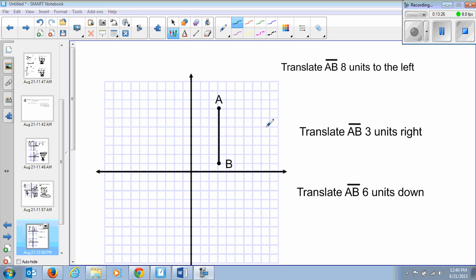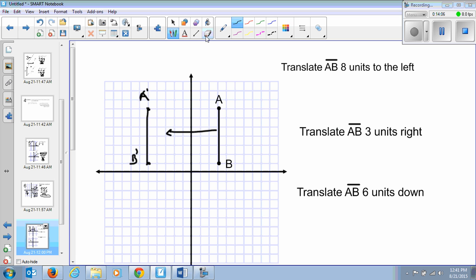The last thing we're doing today is translations. This should be pretty easy to do. We're going to translate AB 8 units to the left. So we start here. We're just going left. So start at A, count over 8 units to the left. 1, 2, 3, 4, 5, 6, 7, 8. There's where our new A is. We call that A prime, with a little mark up there. And then we have 1, 2, 3, 4, 5, 6, 7, 8. There's where our new B is. And we give that a little mark up there. So the translation of AB left 8 units is going to look like that.